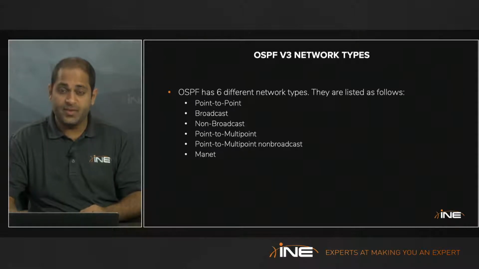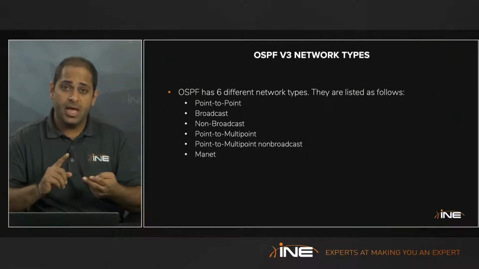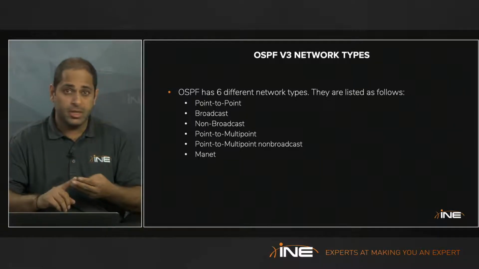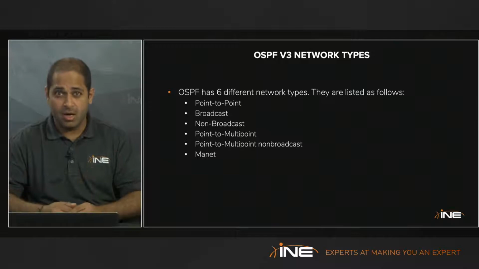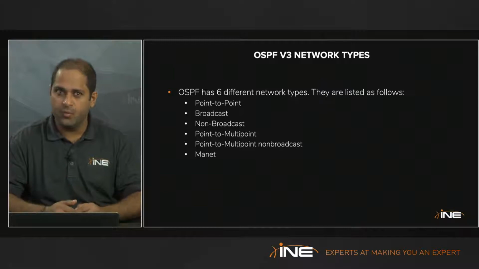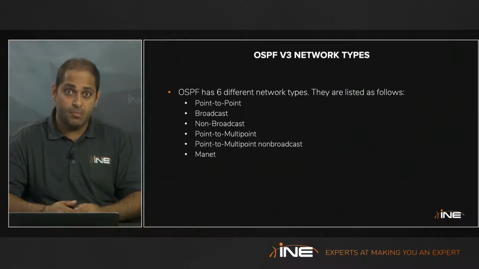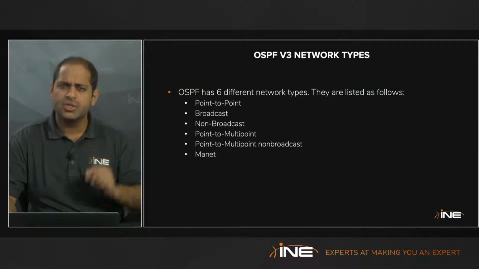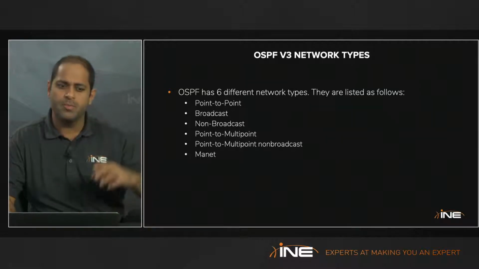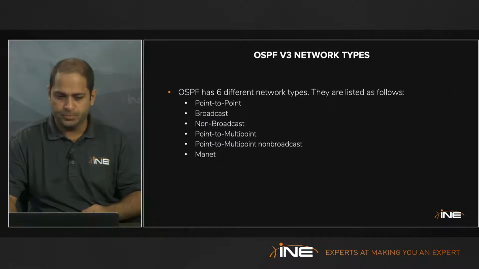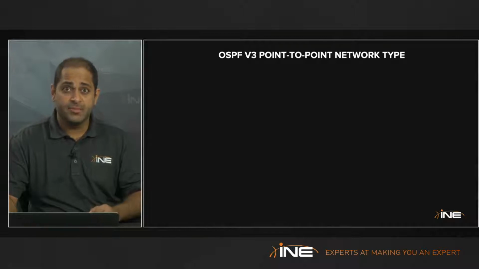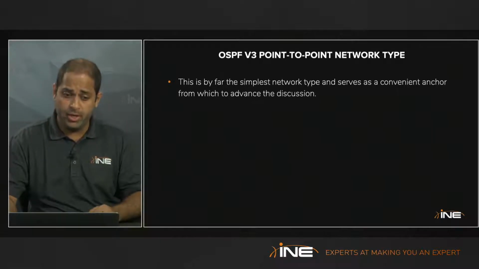As far as OSPF version 3 is concerned, it again has point-to-point, point-to-multipoint, non-broadcast, broadcast, and point-to-multipoint non-broadcast, which is basically a combination of point-to-multipoint and non-broadcast. And there's one more which we can think of, which is MANET, which is mobile ad hoc networks. So let's look at these network types one by one and look at how they are different from OSPF version 2. The first network type that we would talk about is going to be point-to-point.